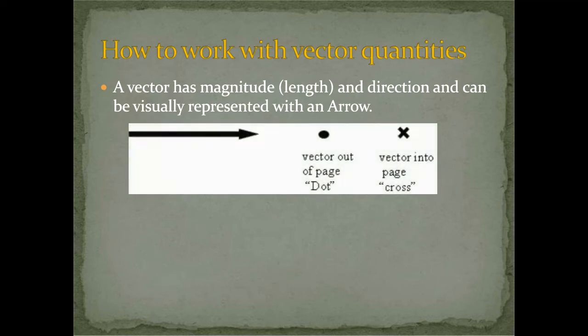So we can represent a vector with an arrow where the length will be the size or the magnitude of the vector, and the direction it points is how it's oriented with the page, where the arrowhead is pointing. That's the direction. Also, you can represent a vector coming out towards you or going into the page with dots and crosses. A dot would mean it's coming out of the page. That would be the arrowhead, and the tail would be a cross. Sometimes we have to do that.